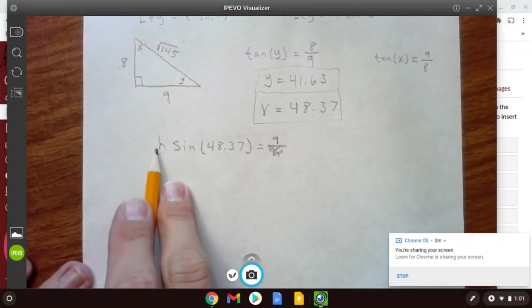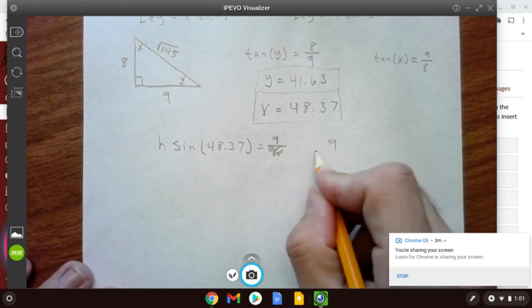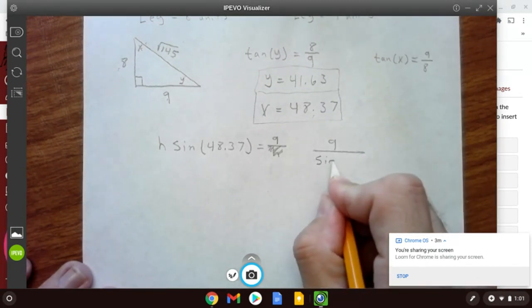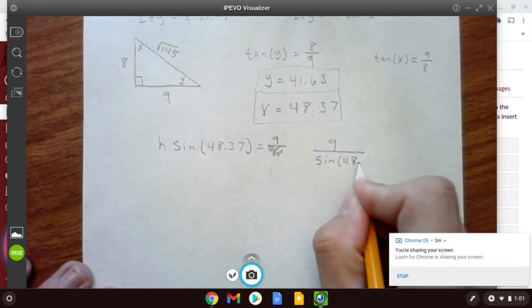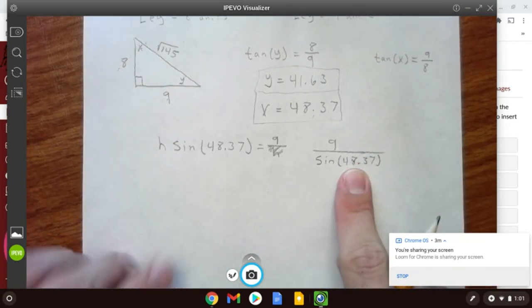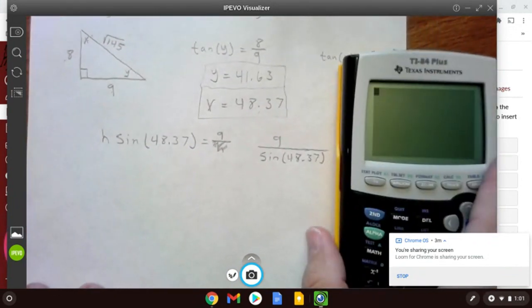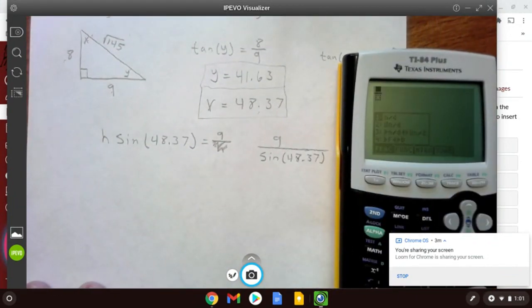Okay, and then you're solving for this h, so you would divide by this sine part. So it would be 9 divided by sine of 48.37. And I was just going to show you this is equal to the square root of 145. So let me do that here. 9 over sine of 48.37.